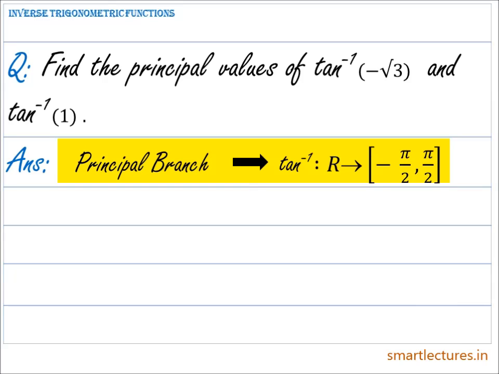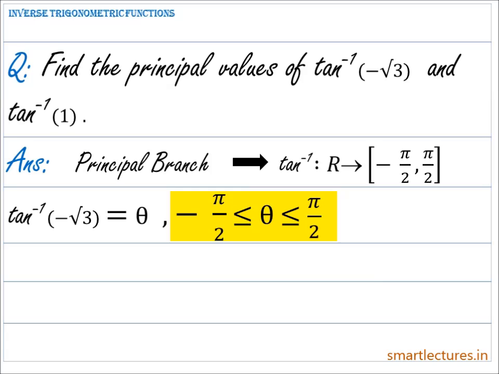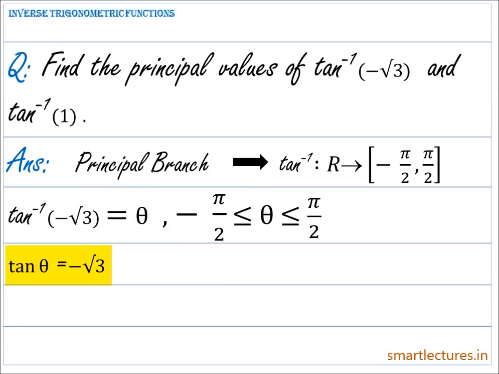Now let's first find the value of tan inverse minus under root 3. Let tan inverse minus under root 3 be equal to theta, where theta is the angle which is greater than or equal to minus half pi and less than or equal to half pi. Now theta is the angle the tangent of which is equal to minus under root 3. So we can write tan theta is equal to minus under root 3.